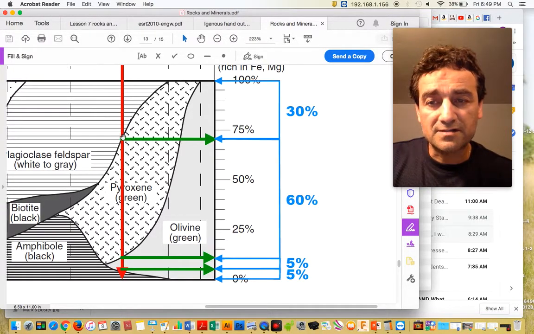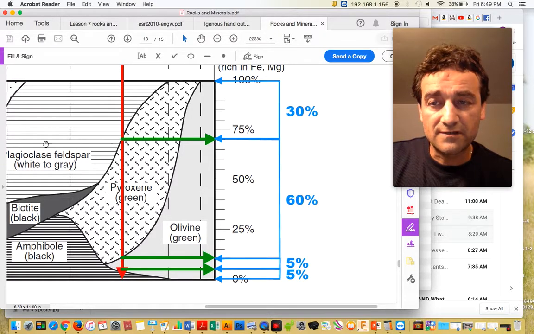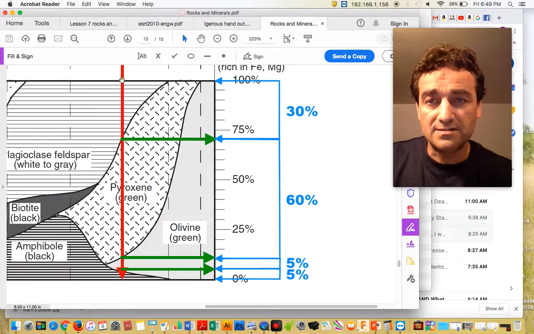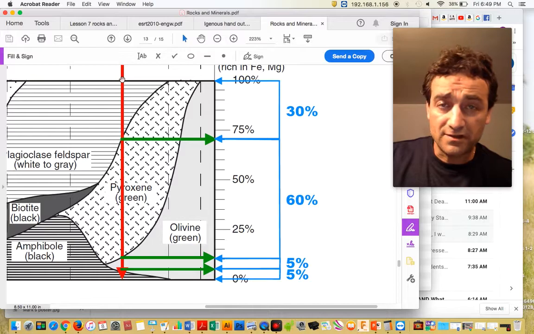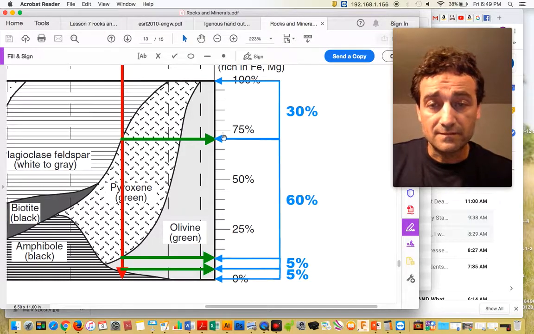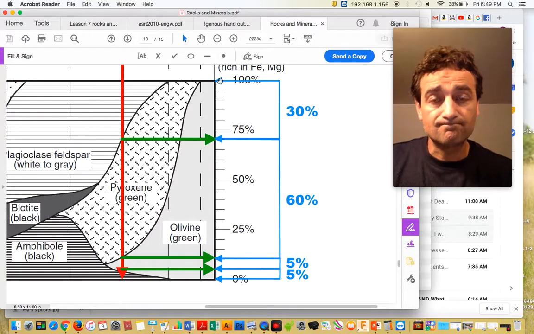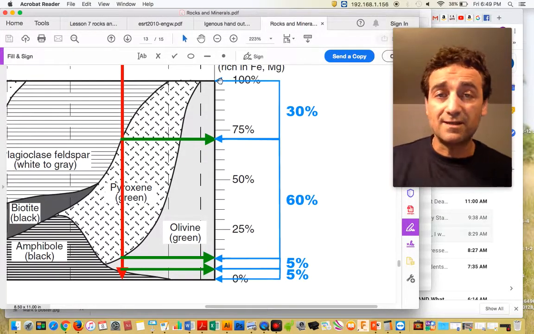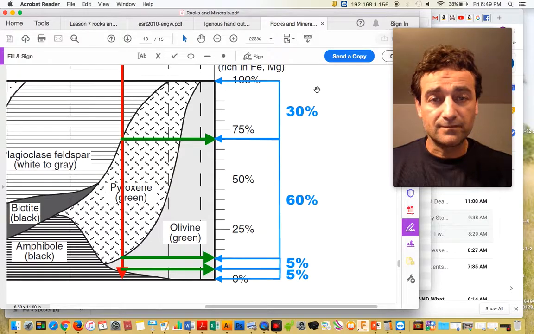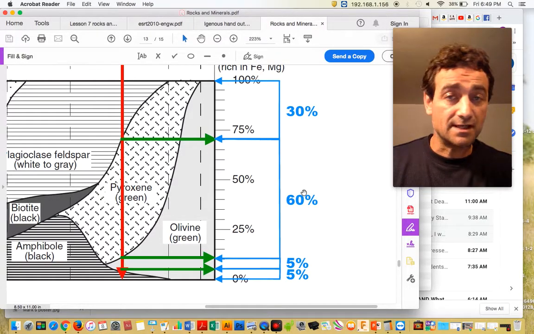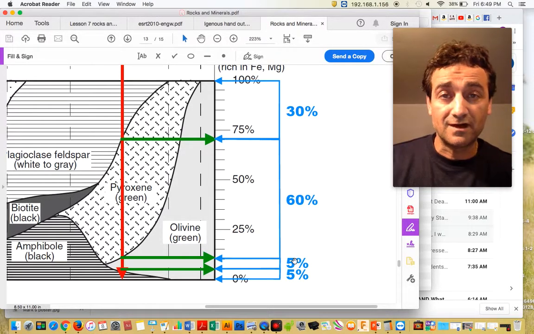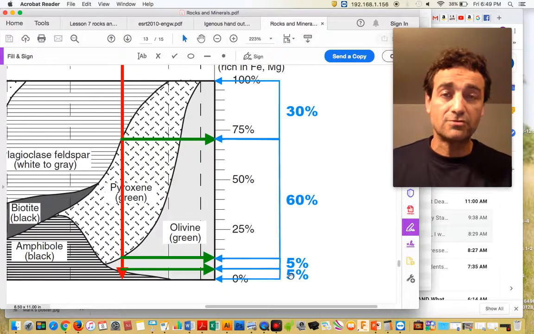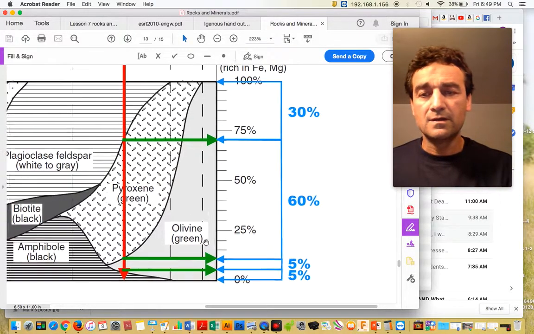And then at the end of pyroxene here starts plagioclase feldspar. So it starts here and ends there. How much plagioclase feldspar is there? Well, let's see. 5, 10, 15, 20, 25, 30. 30. Now remember, this all has to add up to 100. Let's double check our numbers. 30 plus 60 is 90. 90 plus 5 is 95. 95 plus 5 is 100. Good. This works. Let's look at the other side.